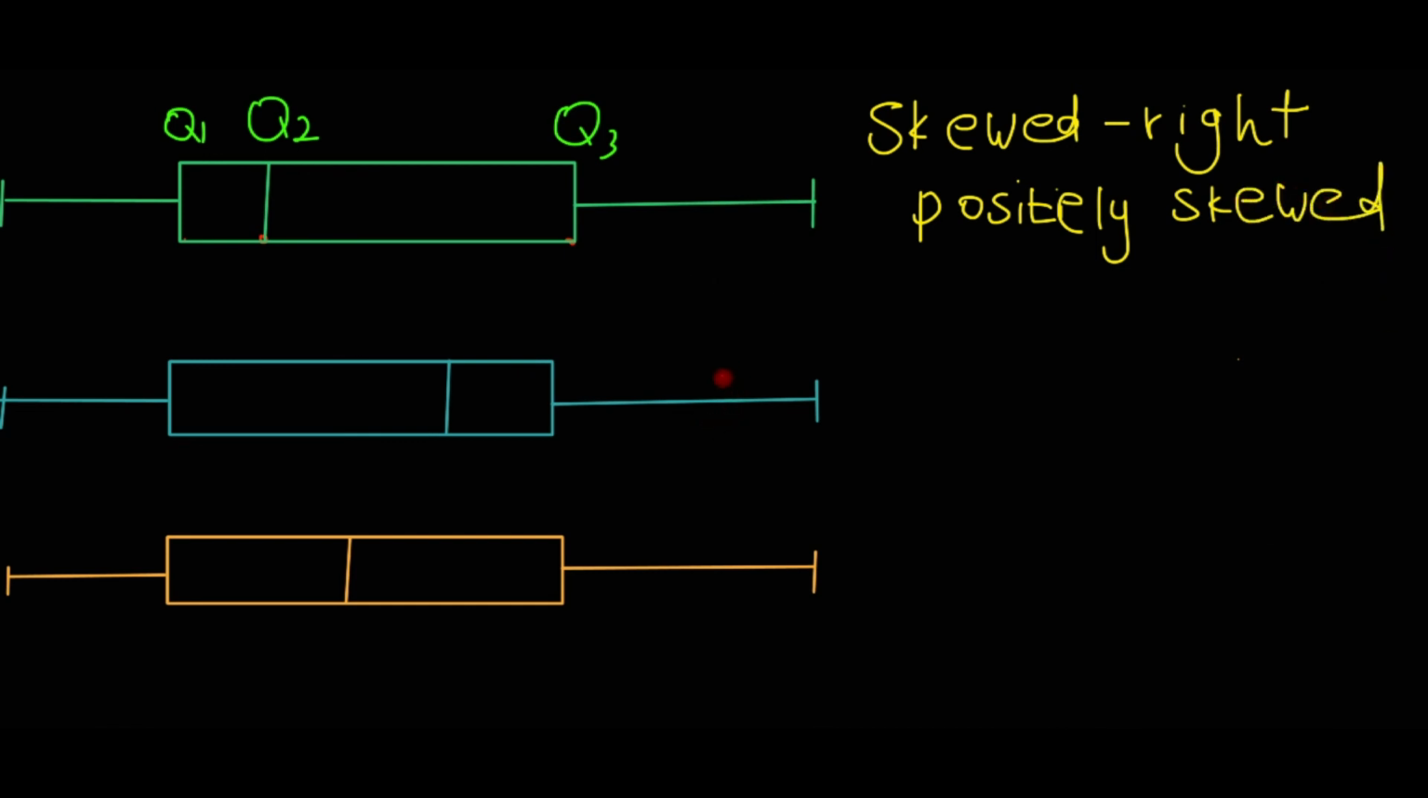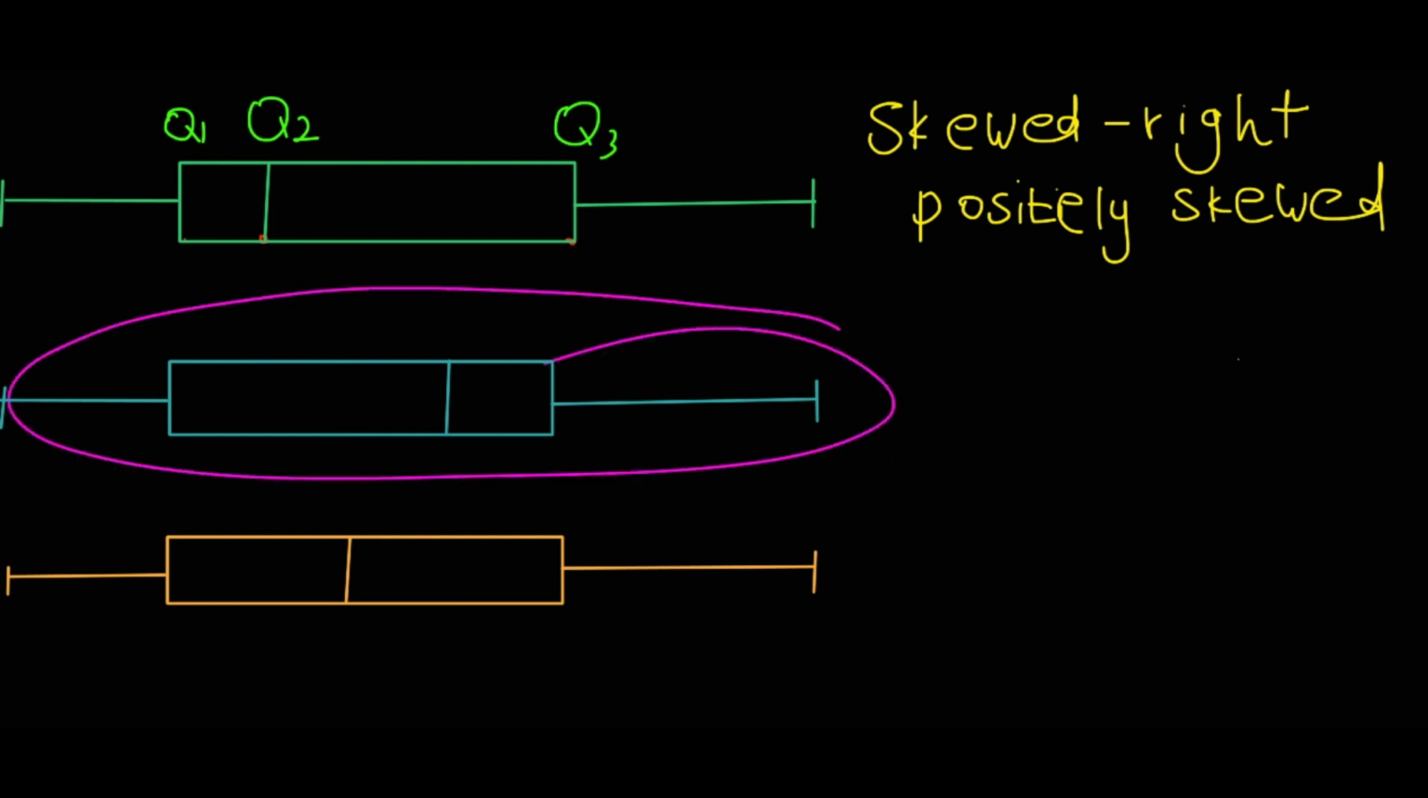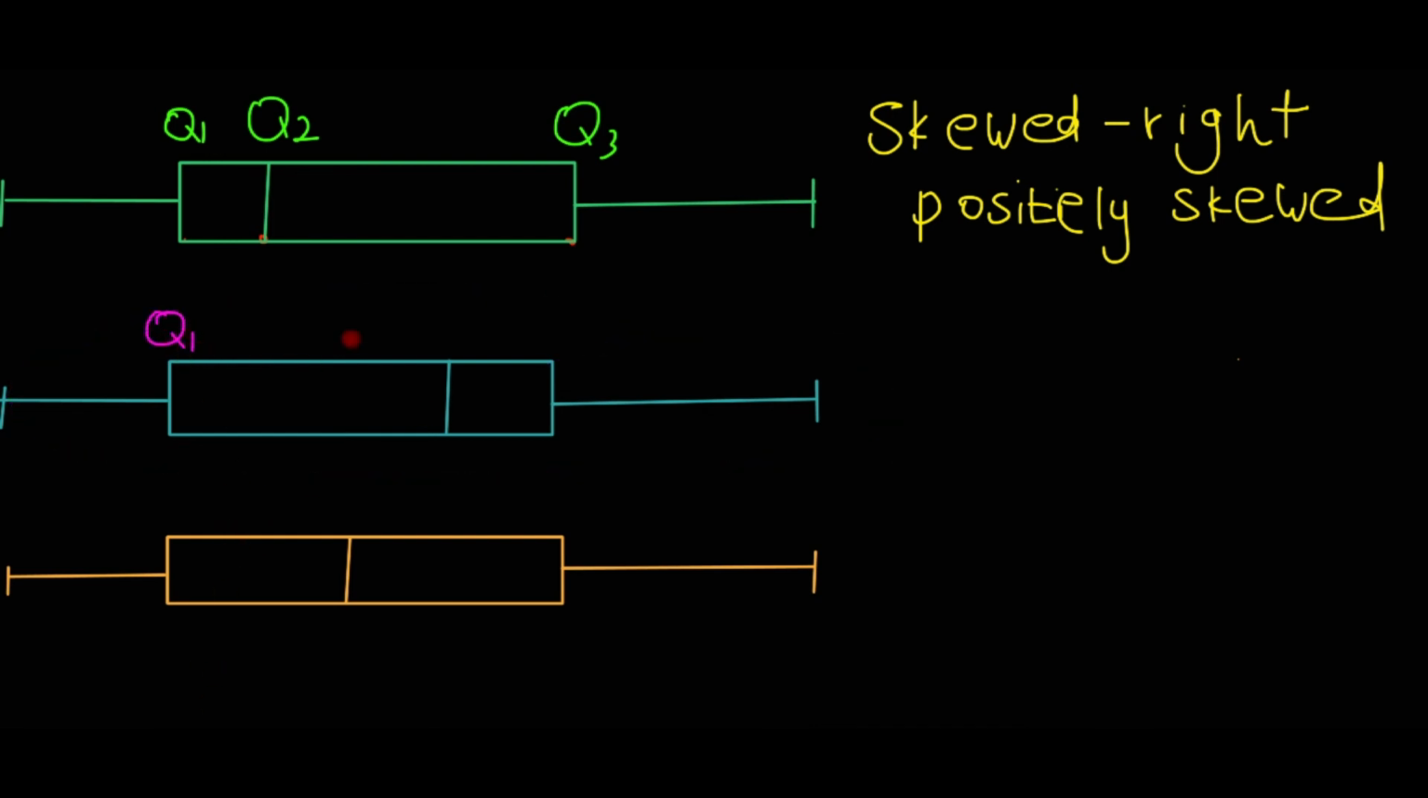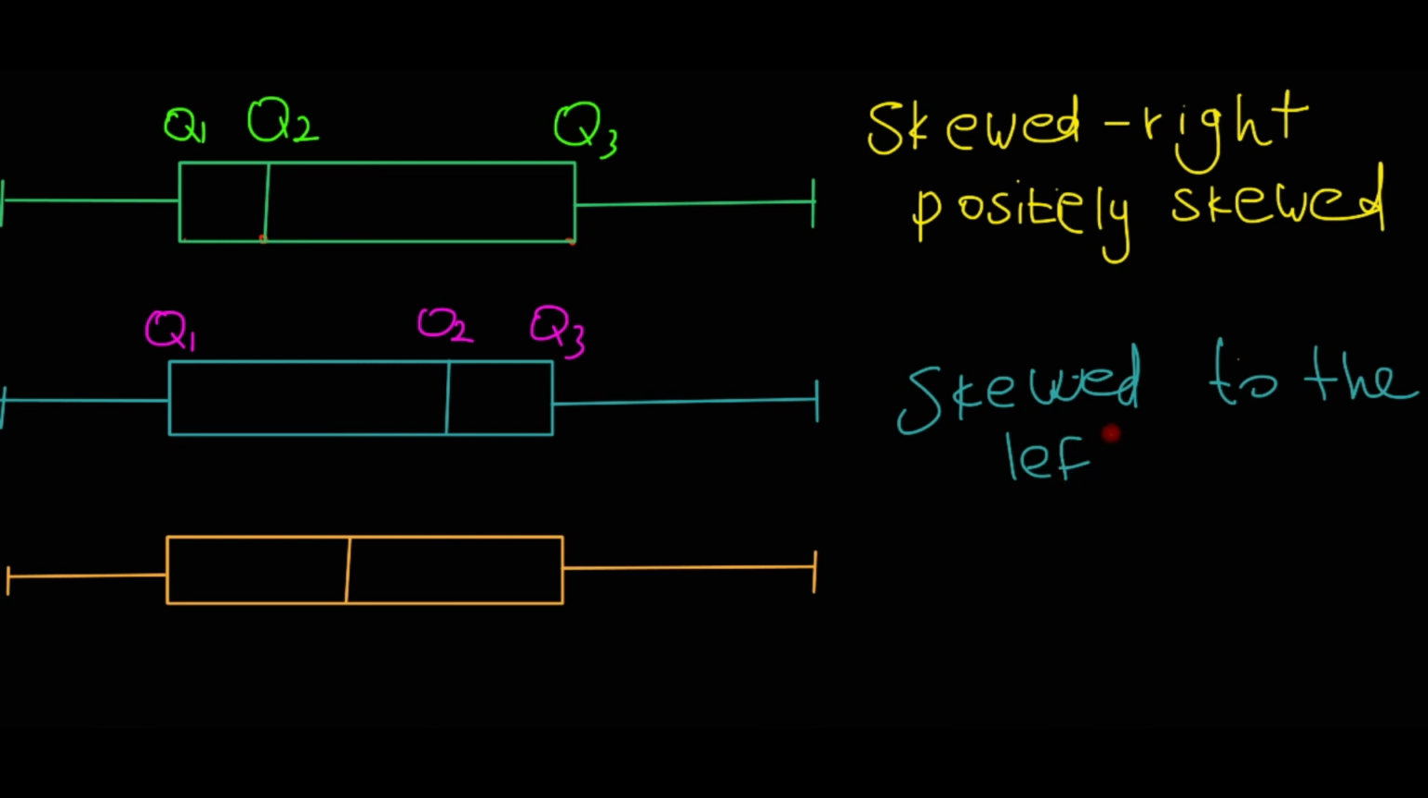And then when you draw your box and whisker diagram and it looks like this, you can see that this is your Q1, your Q2 and then your Q3. So you can see that the distance between Q2 and Q3 is small. So in other words you can see that this one is to the left. So when we interpret this one, it is skewed to the left, or negatively skewed.